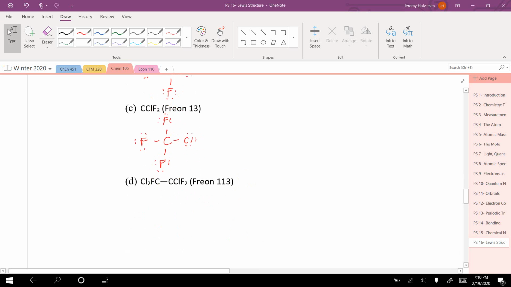All right, this Freon 113, you can see that they have this carbon bonded to a carbon. So that's kind of showing you that there are 2 central atoms there. And this one has a fluorine and 2 chlorines, and this one has a chlorine and 2 fluorines. Again, in Lewis structures, as long as each atom is connected to the correct atom, the actual arrangement of them doesn't matter. So I could have flipped this chlorine and this fluorine if I wanted. It doesn't matter in a Lewis structure.